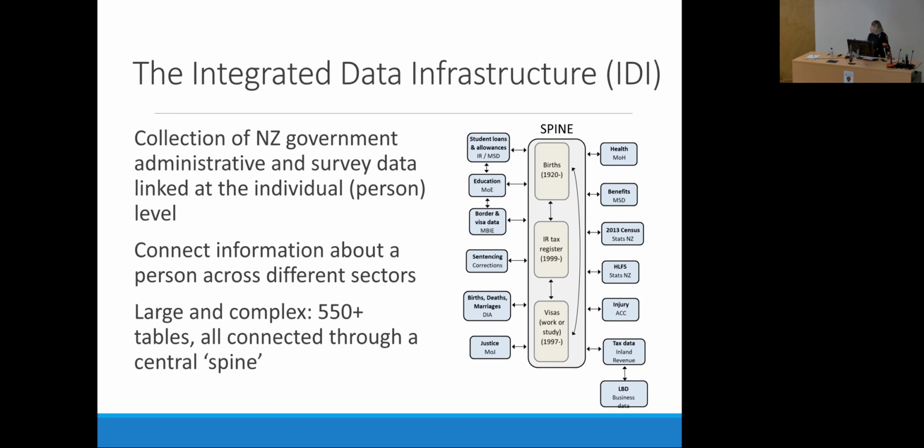The really useful thing about IDI is it allows us to connect information about a person across different sectors. So for example, we can connect their health information to their justice information, or their health information to their education information. It's a huge database. It's quite complex. There's more than 550 tables, and they're all linked together through the central spine, which is essentially just a big list of all of the people that have ever lived in New Zealand since the 1880s or something. And all the other data sets, the health and the income and the education and things, are all connected to this central spine.